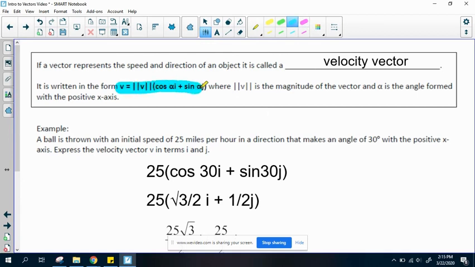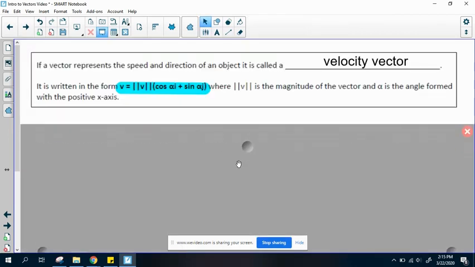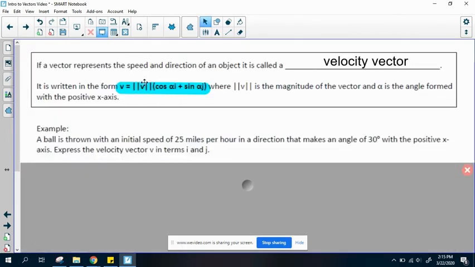We use V for vector, and then we write it as the magnitude times the direction. Okay, and this is for 2D vectors. Later on in the chapter, we'll get into 3D. But this is the cosine of the angle and the sine of the angle.